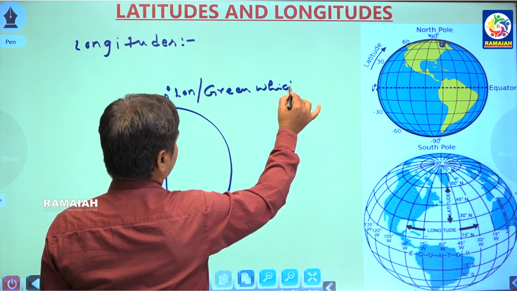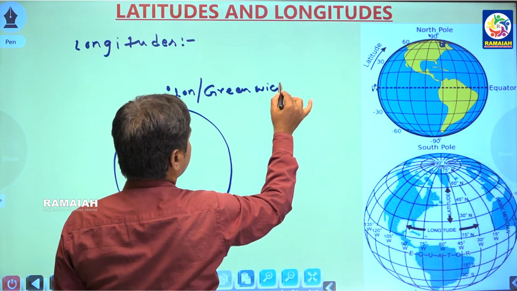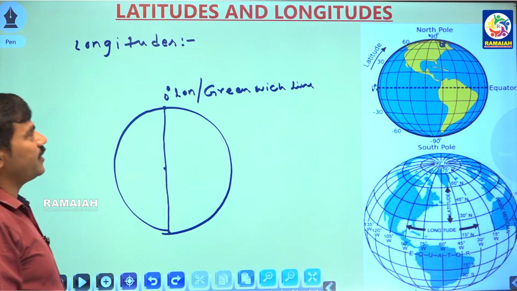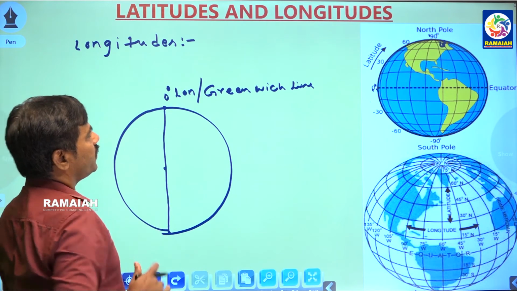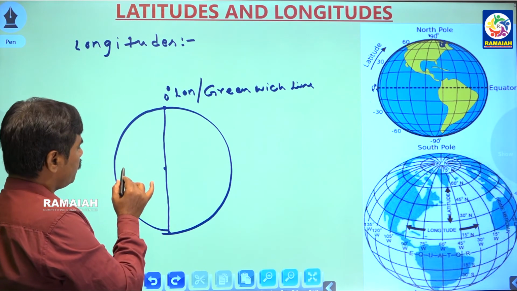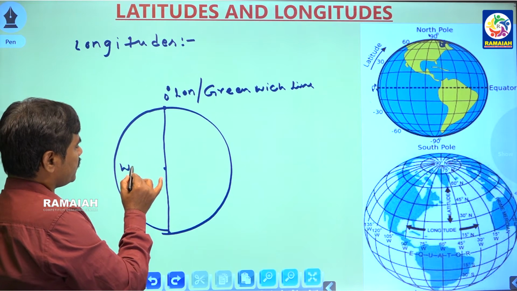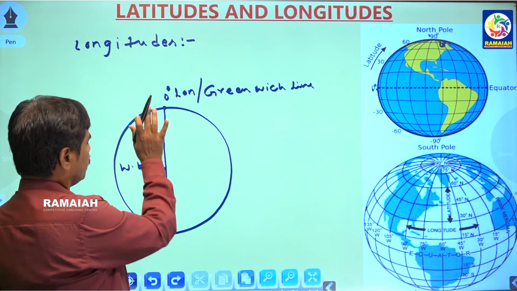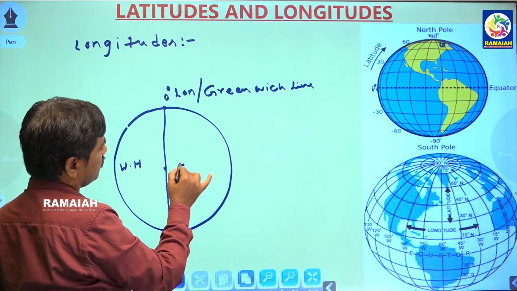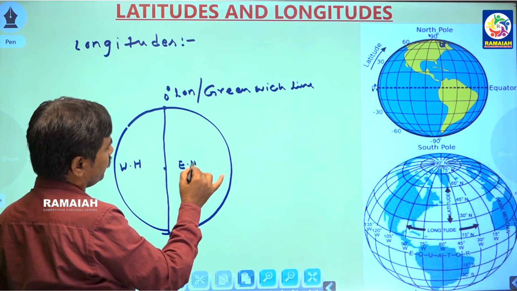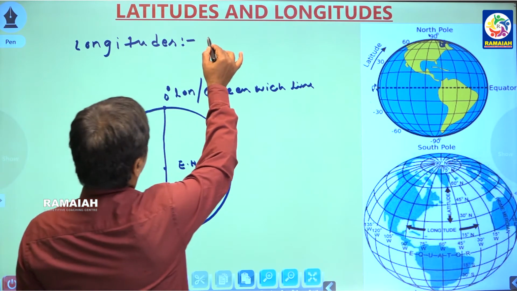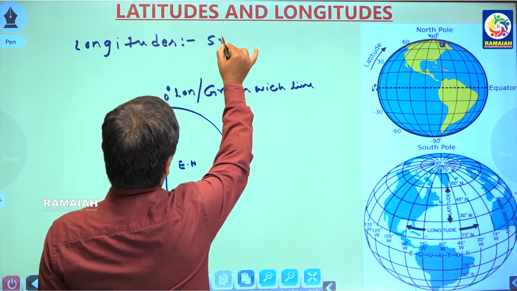Greenwich line. By the Greenwich line or 0 degree longitude, Earth's surface is divided into two equal parts: the western hemisphere and the eastern hemisphere. Now see, each and every longitude is in the shape of a semicircle.